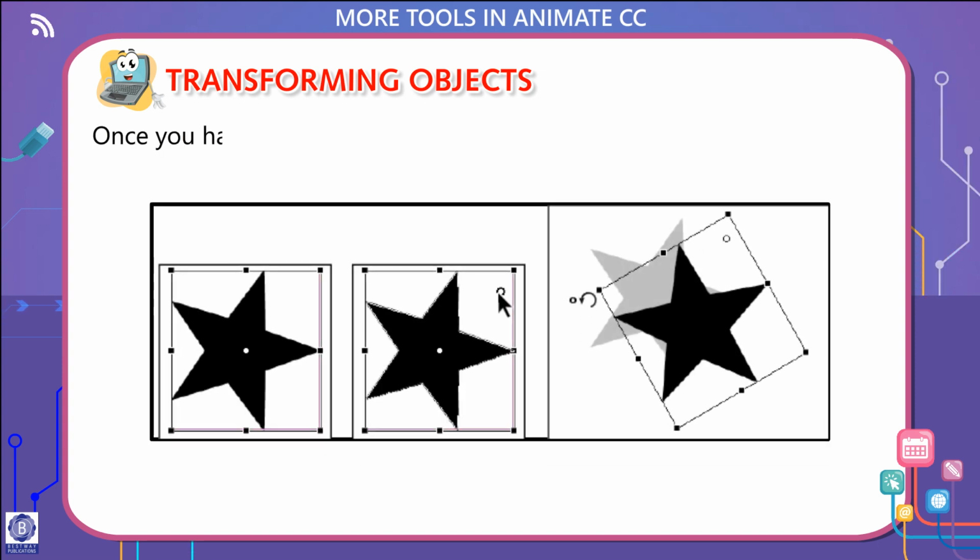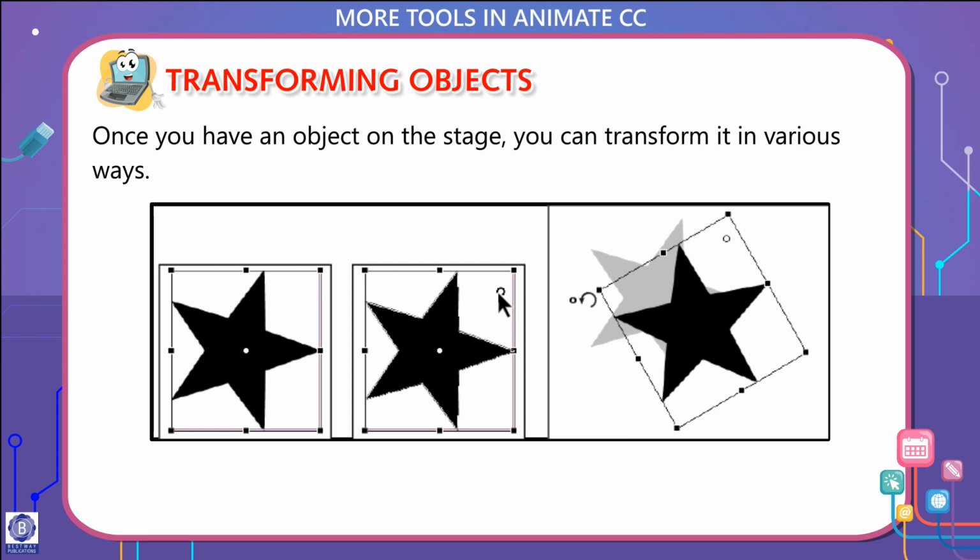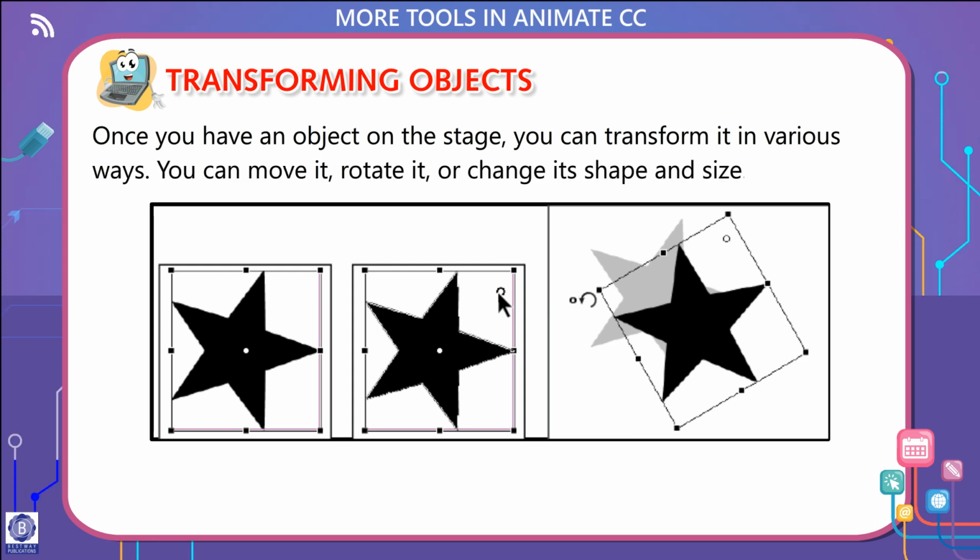Transforming objects. Once you have an object on the stage, you can transform it in various ways. You can move it, rotate it, or change its shape and size.